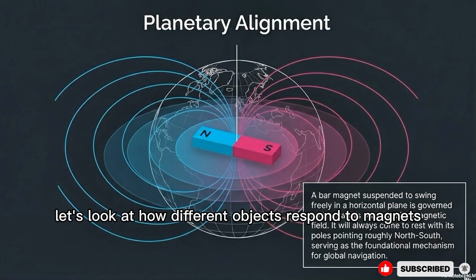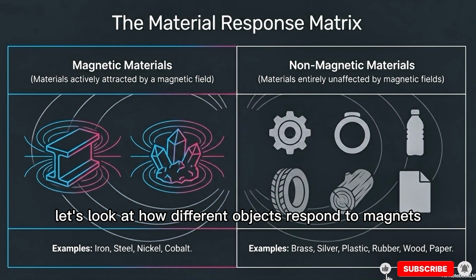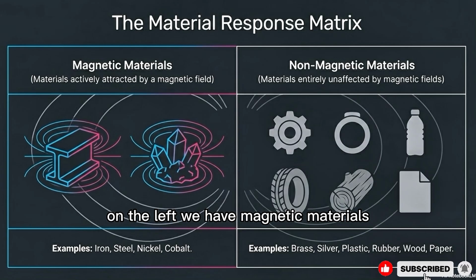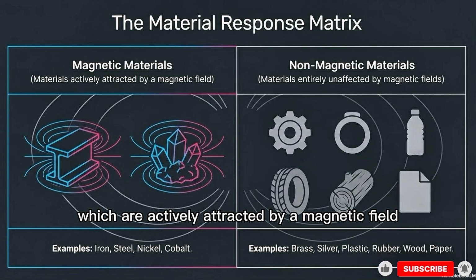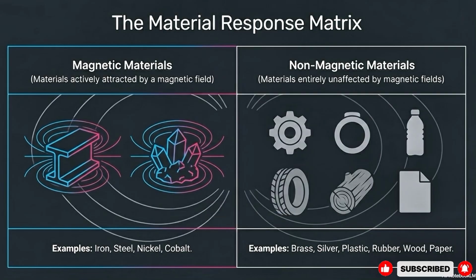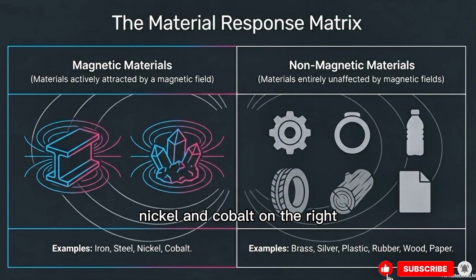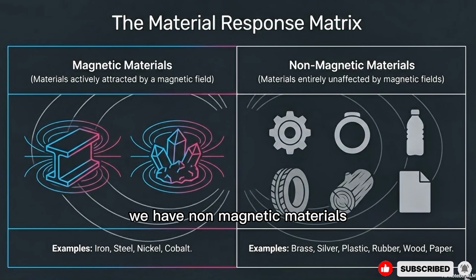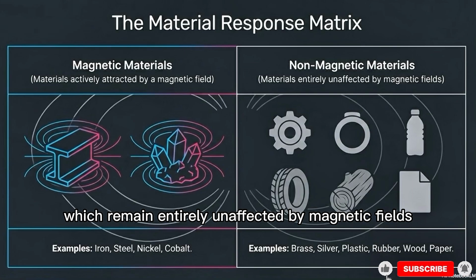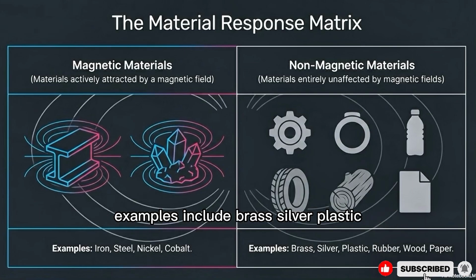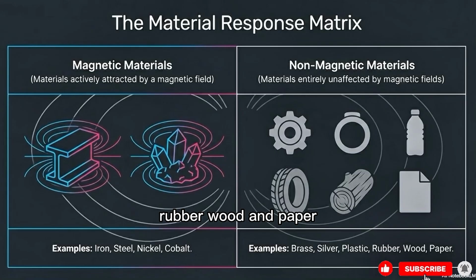Class, let's look at how different objects respond to magnets. On the left, we have magnetic materials, which are actively attracted by a magnetic field, such as iron, steel, nickel, and cobalt. On the right, we have non-magnetic materials, which remain entirely unaffected by magnetic fields. Examples include brass, silver, plastic, rubber, wood, and paper.